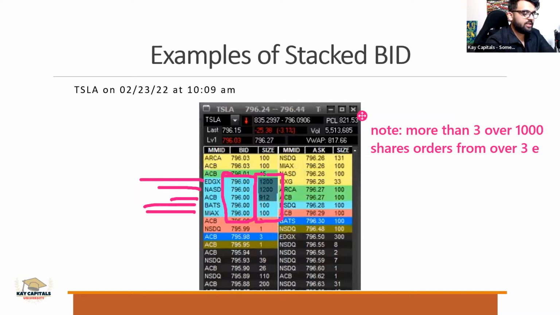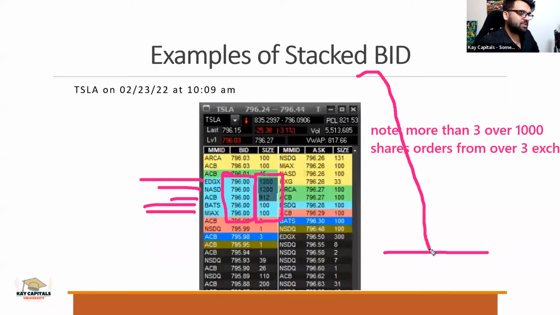All right, this is a little something that you guys need to remember. We need more than 3,000 shares, with orders from 3 different exchanges, in order for a price to become a stack. So in this case, what happened? 796 became a stack. Now, what does that mean? That means if the price came down to 796 and broke lower, the moment it reclaims, we can bounce higher.